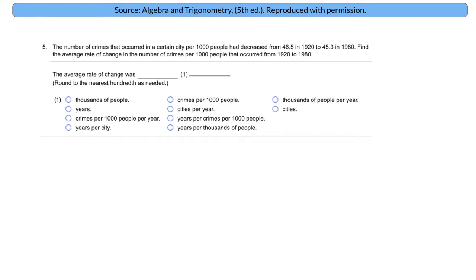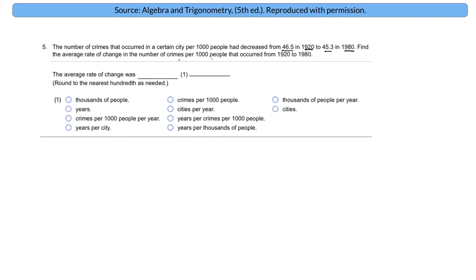All right, here's a couple of questions that deal with linear functions. The number of crimes that occurs in a city per 1,000 people decreased from 46.5 and then to 45.3 in 1980. What was the average rate of change in the number of crimes per 1,000 people during that time? So, average rate of change.